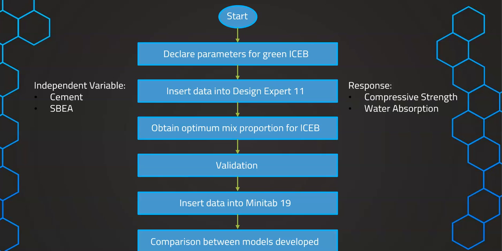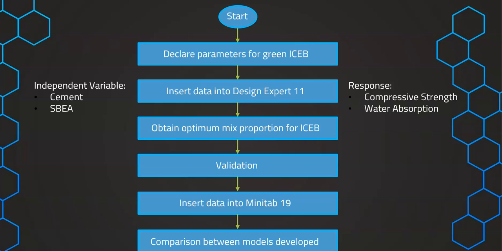The methodology of the research is basically divided into two phases. Phase 1 involves computer modeling using the RSM, and in this stage, the parameters used for modeling were identified and then inserted into the Design Expert 11. The independent variables are the cement and SBEA. Meanwhile, the response value to be found are the compressive strength and water absorption. Formula generated from the RSM was then evaluated to find the optimal mix design for the green ICEB with SBEA.